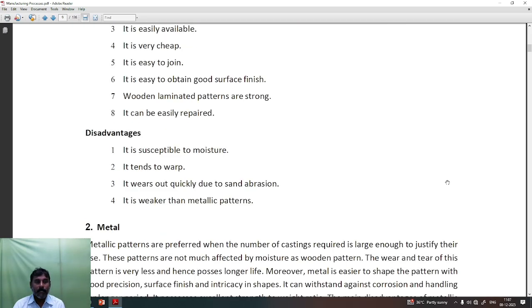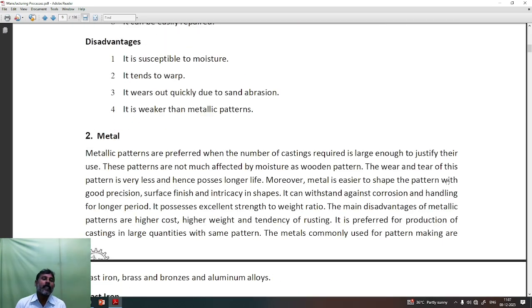So the disadvantages are: it is susceptible to moisture. It tends to wear out quickly due to sand abrasion. It is weaker than metallic patterns.